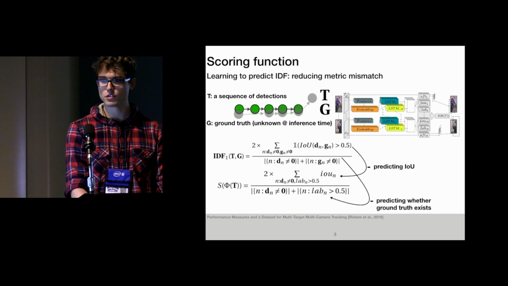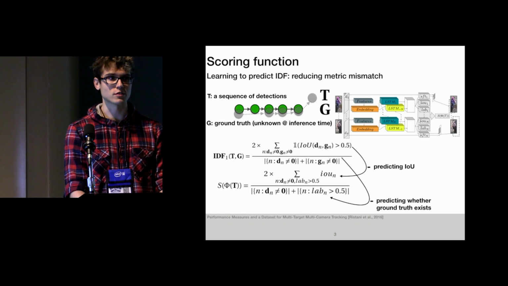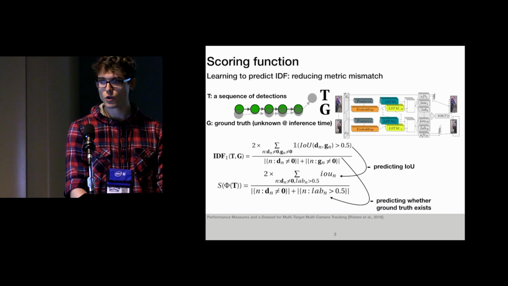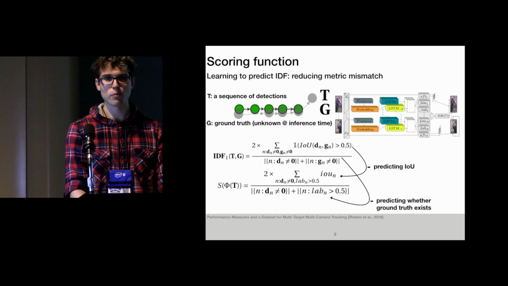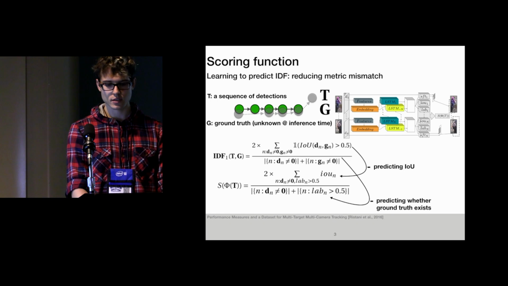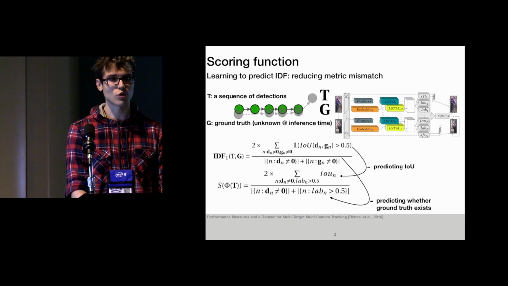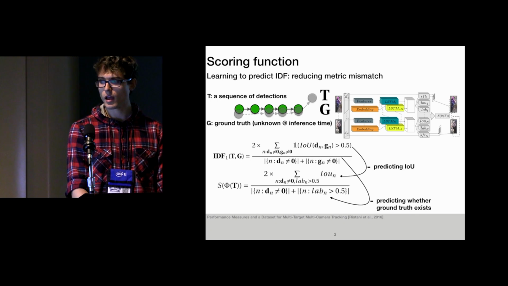Traditionally, IDF1 is computed between a trajectory and a ground truth. Unfortunately, during inference, ground truth is usually unknown. So we actually need to predict the components of this metric that are unknown. That is, intersection over union with the ground truth, and predicting whether the ground truth exists at all.